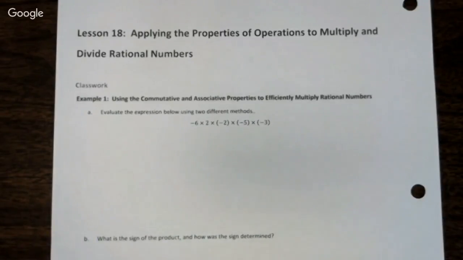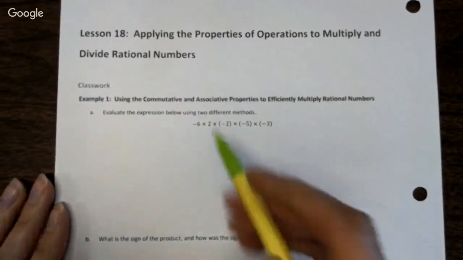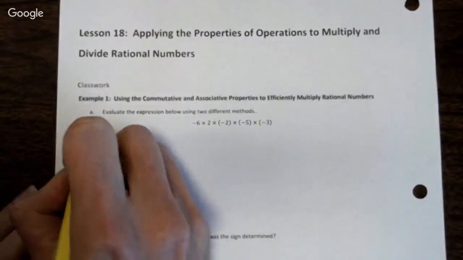Right, this is Module 2, Lesson 18. We are going to be using our properties to multiply and divide rational numbers. For the first question, it says to evaluate it using two different methods. So first, we're going to do this by just using the order of operations.